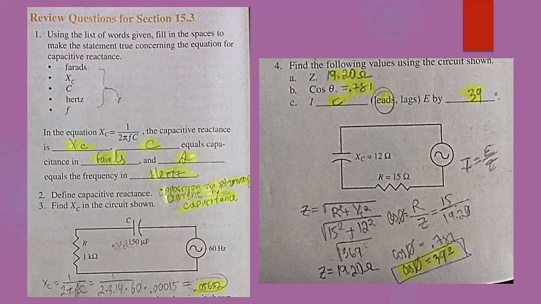So portion C is your current, and your current in this case leads, that is the answer, it leads the voltage, or E, by 39 degrees.